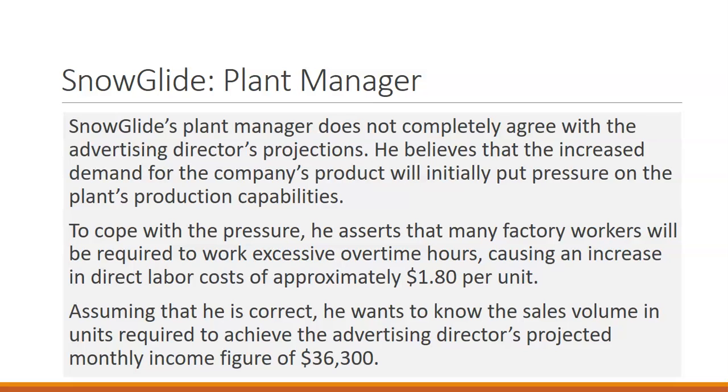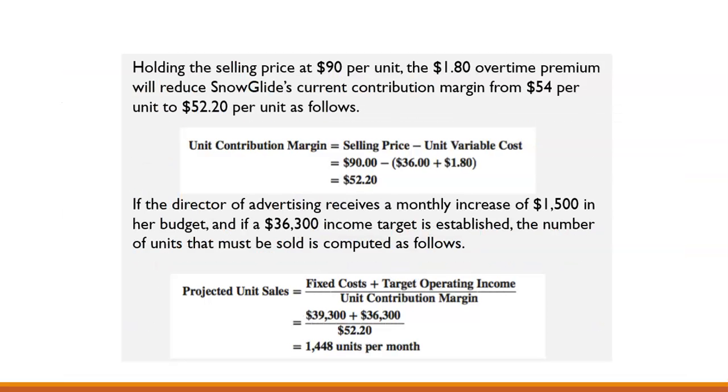In order to cope with the extra manufacturing, he believes that many of his factory workers are going to be required to work overtime hours, which is going to increase the cost by approximately $1.80 per unit. Assuming that he is correct, he wants to know the sales volume in units required to still achieve the advertising director's projected monthly income figure. So we do some CVP analysis with his projected additional costs. He's going to add variable costs, which reduces our amount of contribution margin.